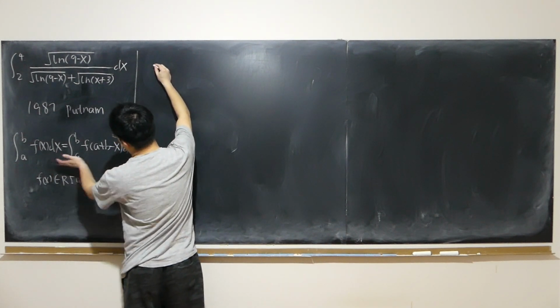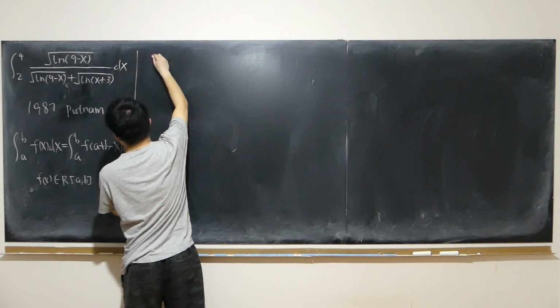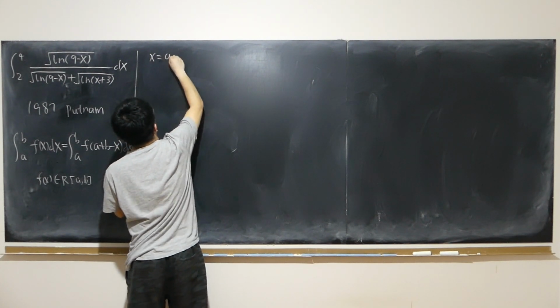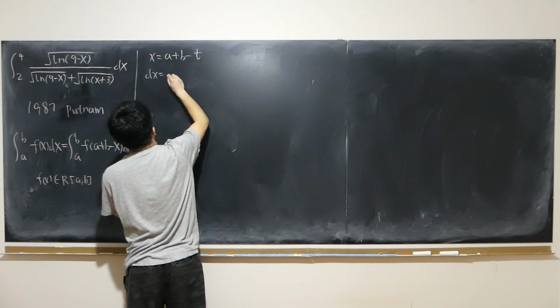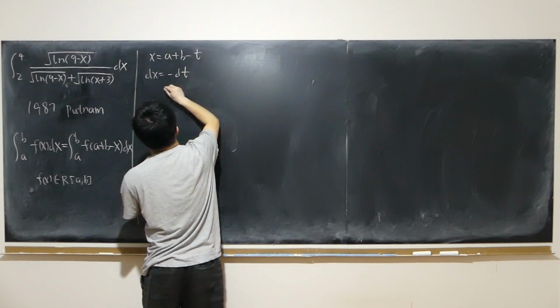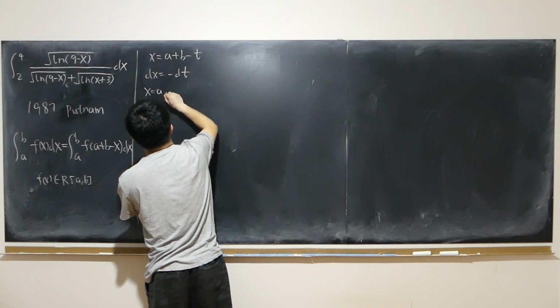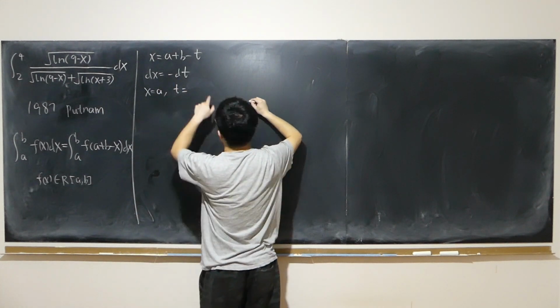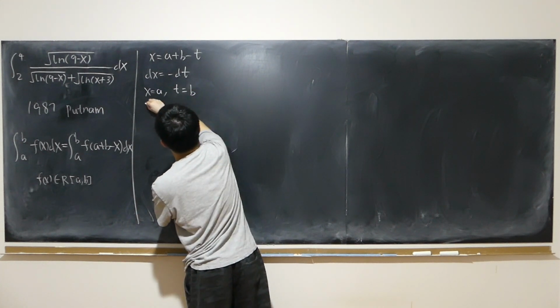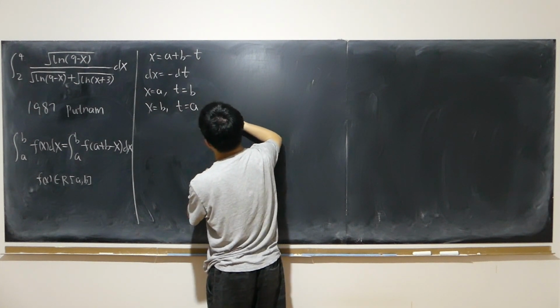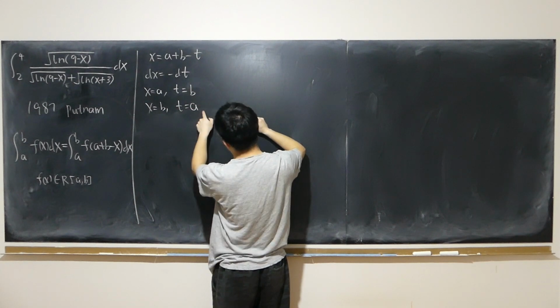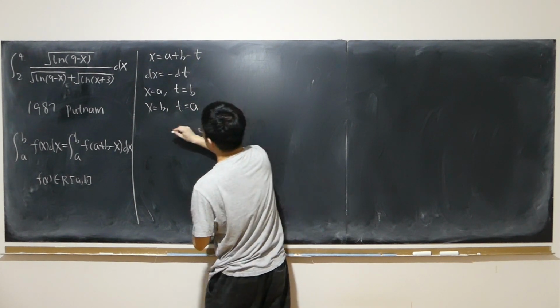The reason this is true is because we can let x equal a plus b minus t, therefore dx is equal to minus dt. And when x is equal to a, t is equal to b. When x is equal to b, t is equal to a. Right, our new boundaries, b to a.